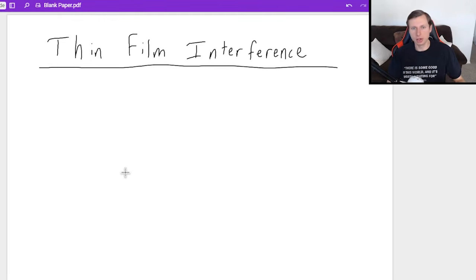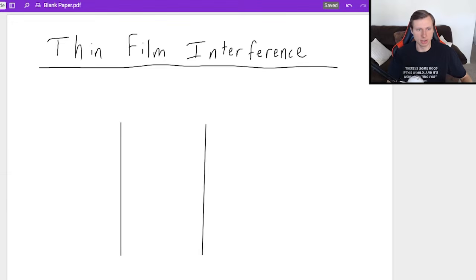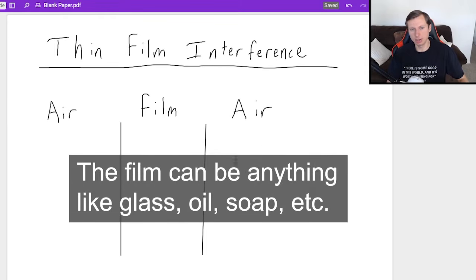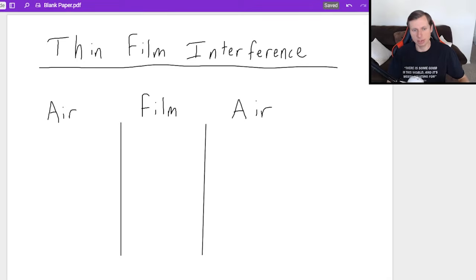Today we're going to be talking about thin film interference, and these are examples like this. So let's say I've got two surfaces here, pretend those lines are straight, and on one side I have air, in the middle I have some film, and on the other side I have another layer of air. Now this film is going to have some thickness T, and basically light is going to be entering the air.